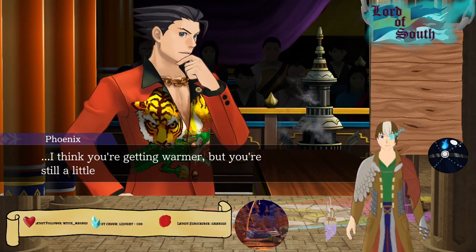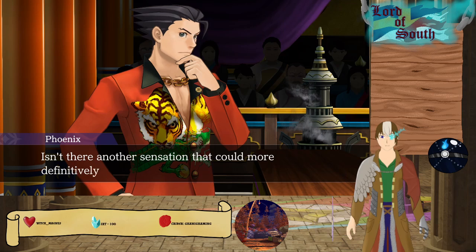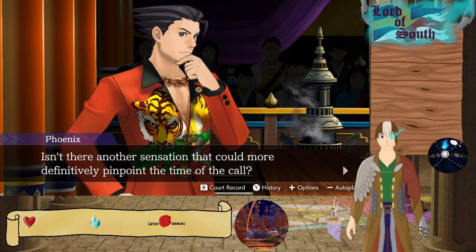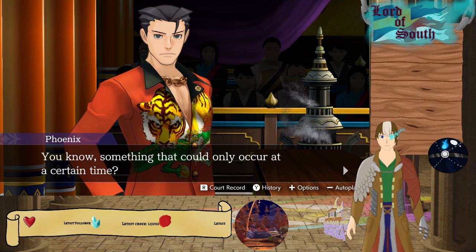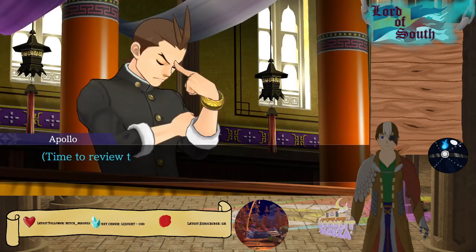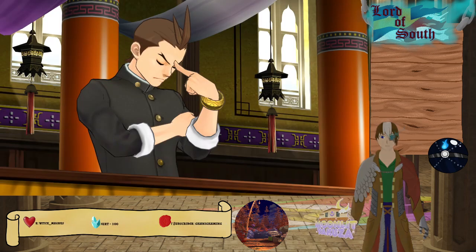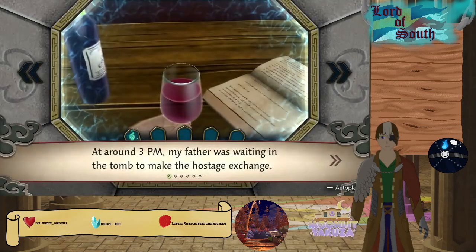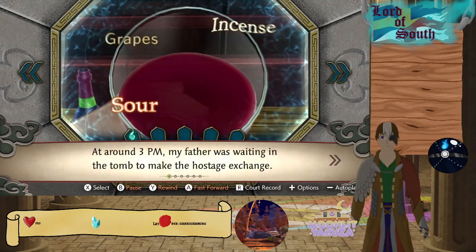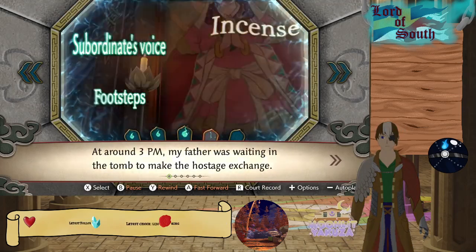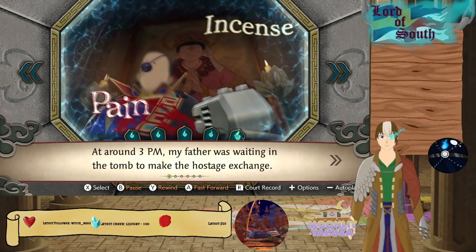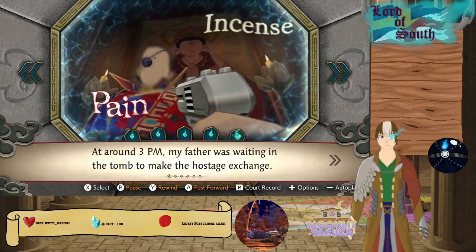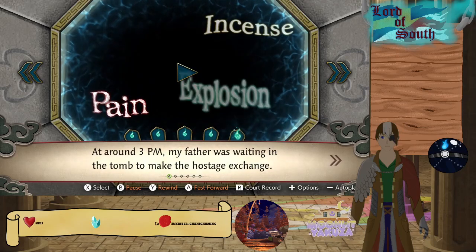I think you're getting warmer, but you're a little off. Isn't there another sensation that could be more definitive, to pinpoint something that could only occur at a certain time? If you mean the explosion, I am trying. But I'm kinda glad they actually gave me this little, oh, you're right, but unfortunately the wrong thing. This wasn't a flat wrong. This was more of a you're right, but it was the wrong thing. So trying to hit the explosion is a pain in the ass with this. There we go.